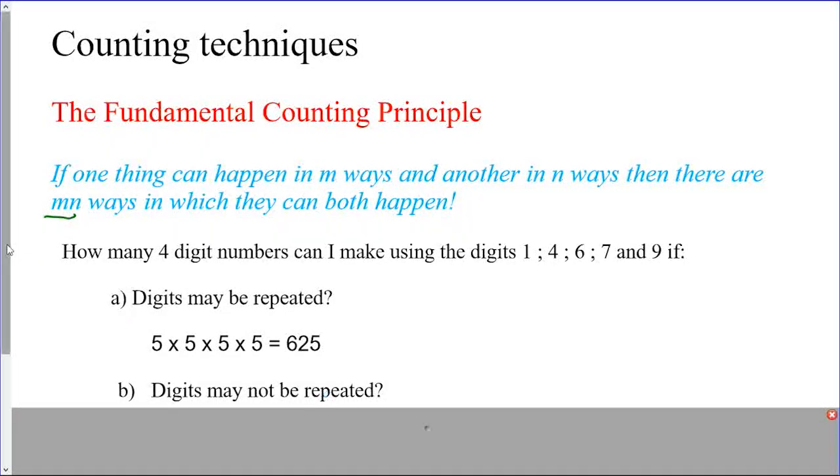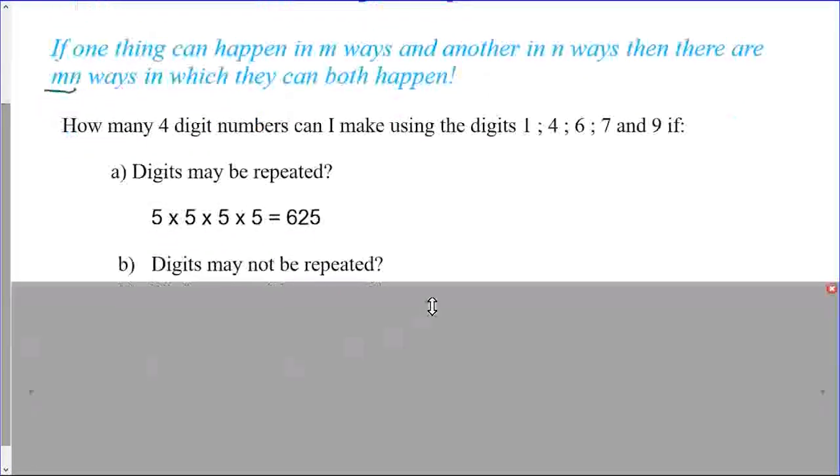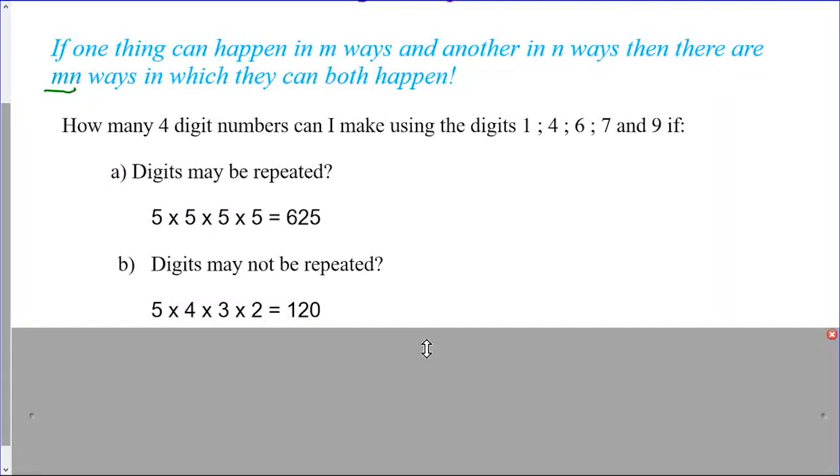If digits may not be repeated, then I've got a choice of 5 digits, then 4, then 3, then 2 for my 4-digit number.